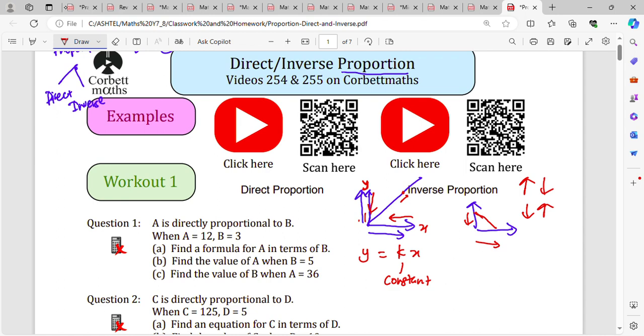So the graph is really like this. The equation of inverse proportion is y equals k over x, where k is also a constant. So you just need to remember that the equation for direct proportion is y equals kx, and the equation for inverse proportion is y equals k over x.